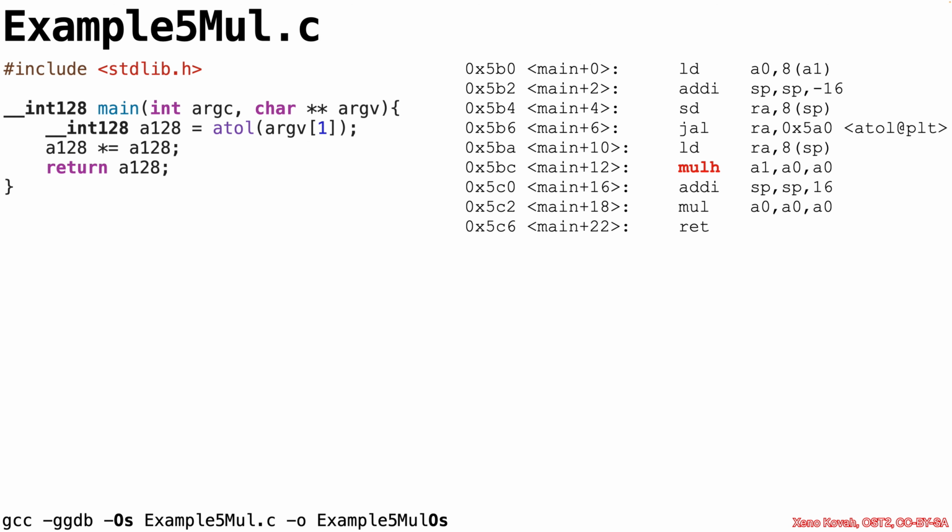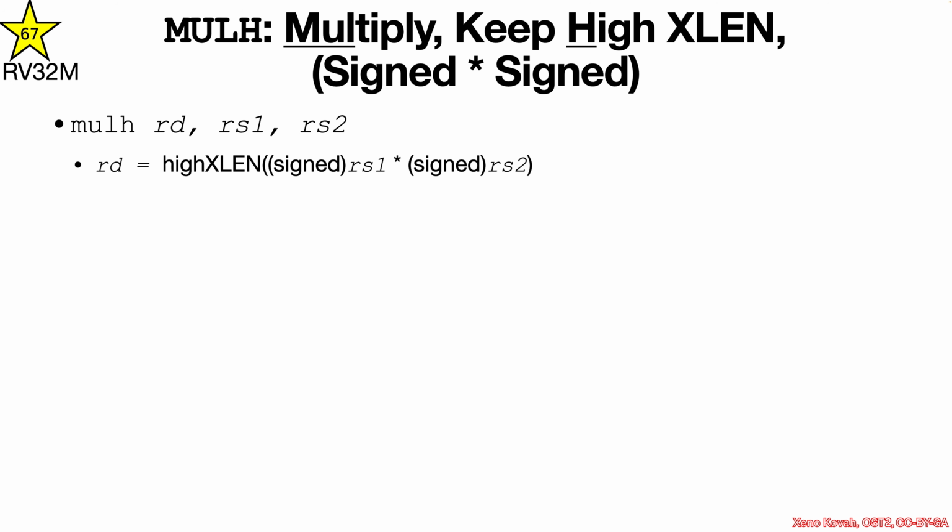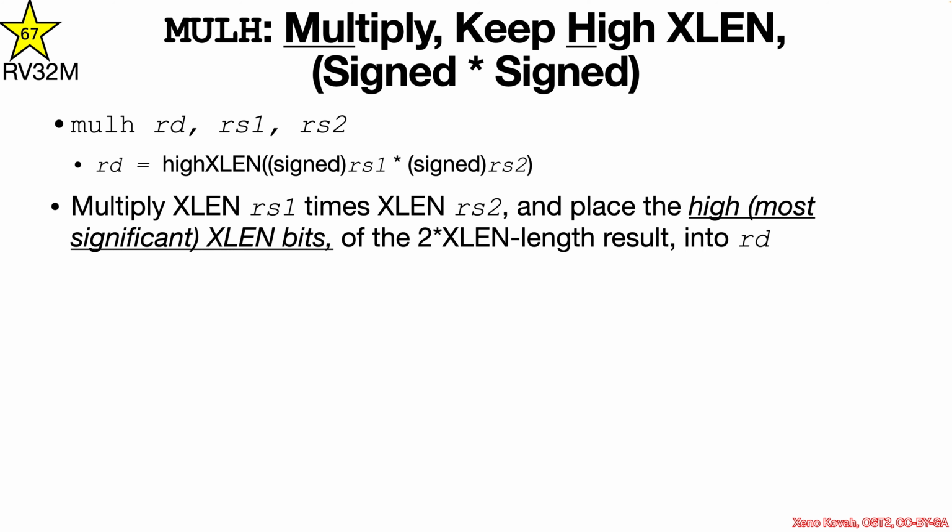So when we compile that with size minimization, we get this very simple code with only a single mulh as a new assembly instruction and a mul. So what's the mulh? That is multiply, keeping the high XLEN, and it is intended to be used for signed times signed, as opposed to the mulhu for unsigned times unsigned that we saw before. So take the signed rs1 times the signed rs2 and store the high XLEN into register destination. And that's exactly what that says.